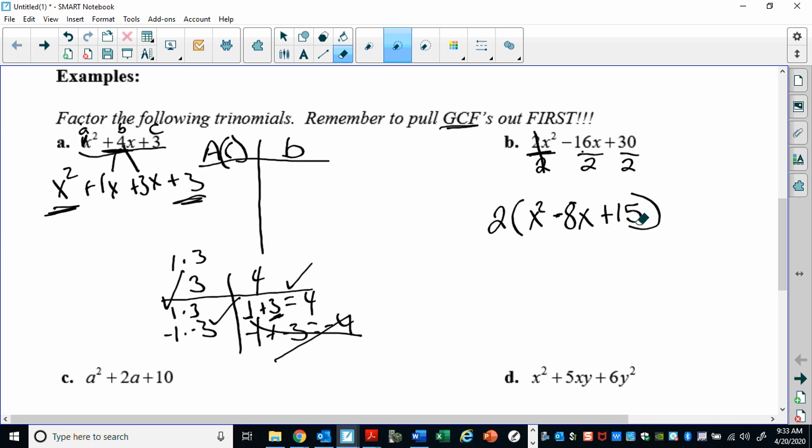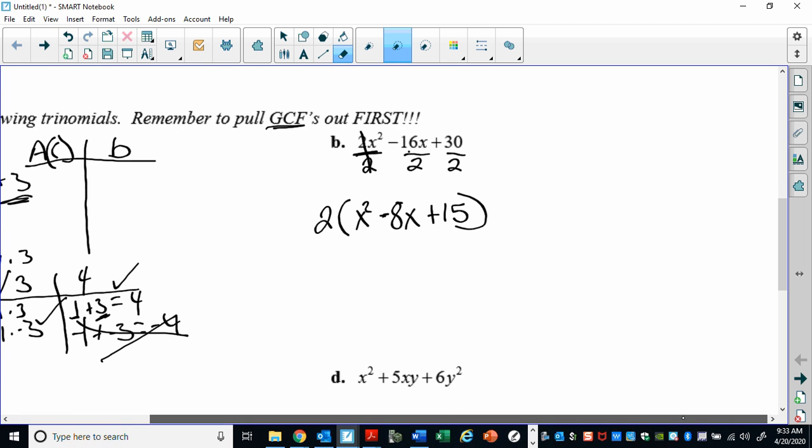All right, now we're here. Now there's no more greatest common factor. So now what we have to do is do our A times C. This 2 is just going to hang out. Don't forget it. Now, here we go. We make our chart.